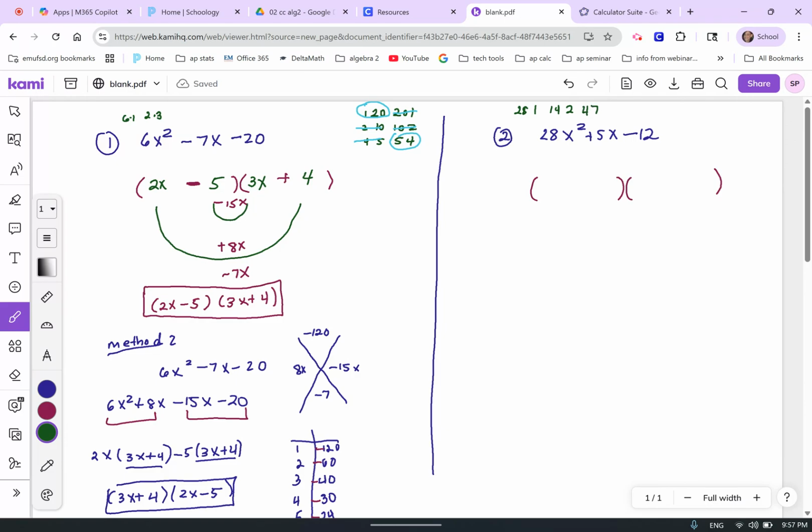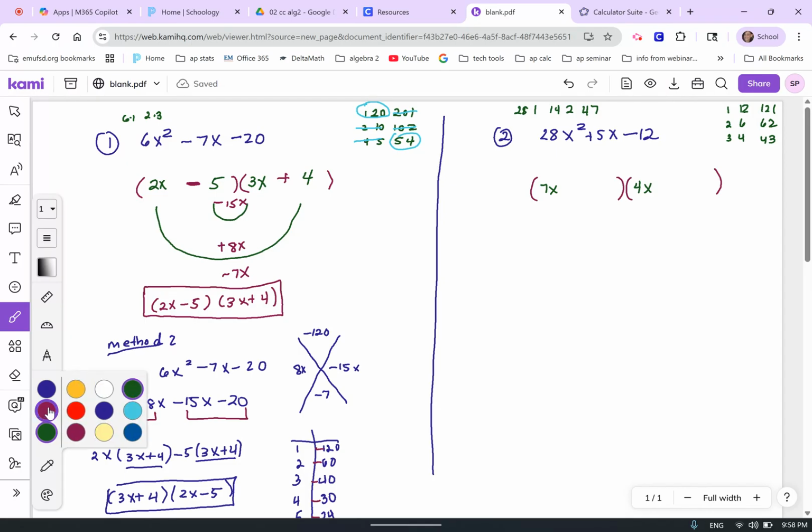Again, the middle term is not large, so I suspect that it's going to be 7x and 4x. I could be wrong. I might have guessed wrong, but that's what I suspect. My last term could be 1 and 12, but then it could also be 12 and 1. It could be 2 and 6, or 6 and 2, 3 and 4, or 4 and 3. Those are the only factors of 12.